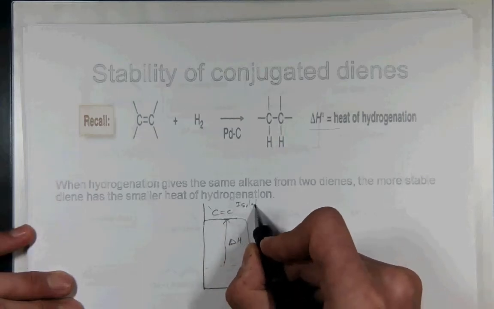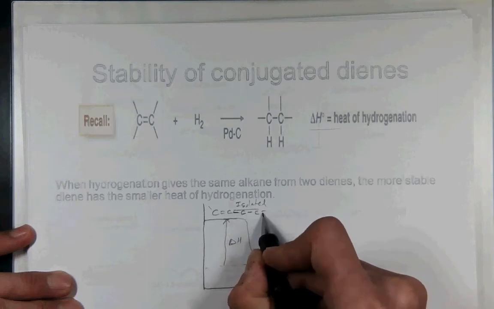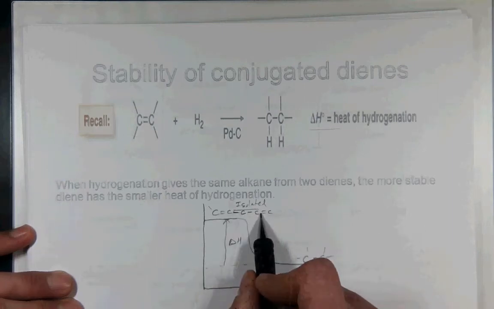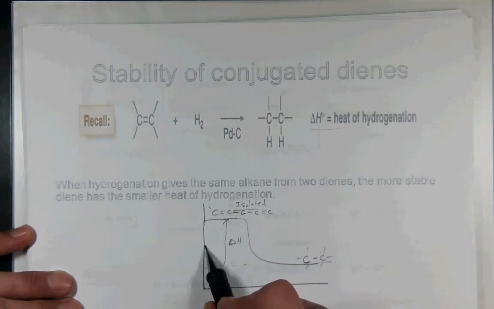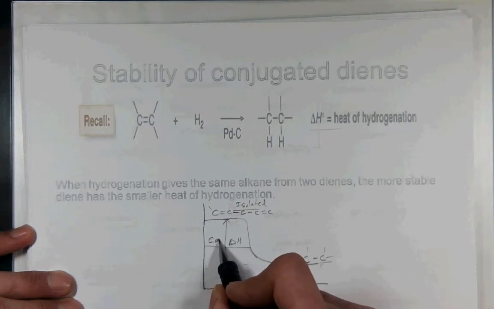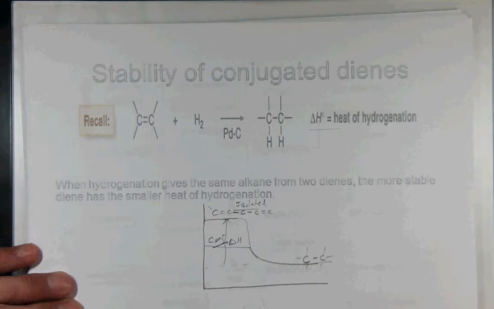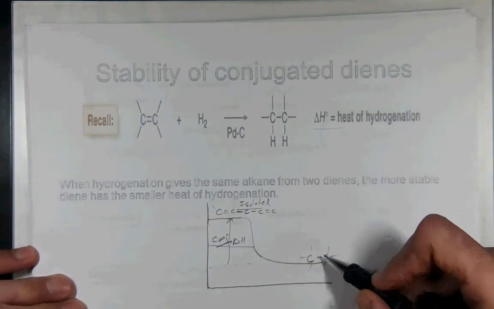So we could measure, when they talk about the heat of hydrogenation or the stability, if it's an isolated diene, it'll have a higher heat of hydrogenation than if it was conjugated. So I just put here conjugated. I'm just reminding you here how these are measured. You end up with the same product.